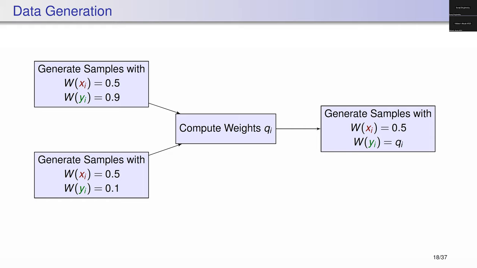Then we get this set of samples, and based on it, we compute the weight for each of the x and y variables. For each of the x, the weight is still 0.5, but for each yi, we compute a different weight. Once we compute these weights, we can generate the rest of the samples relying on this weight function.